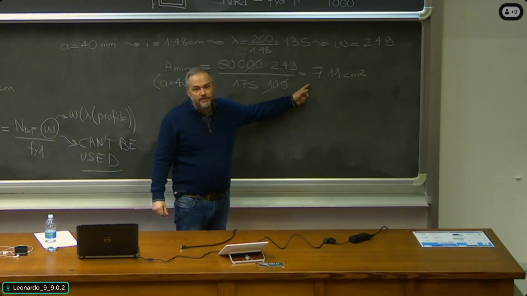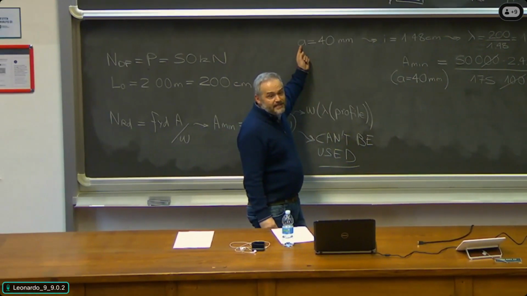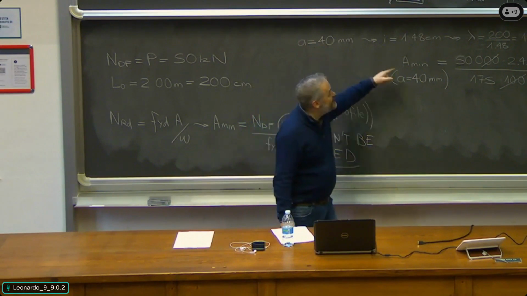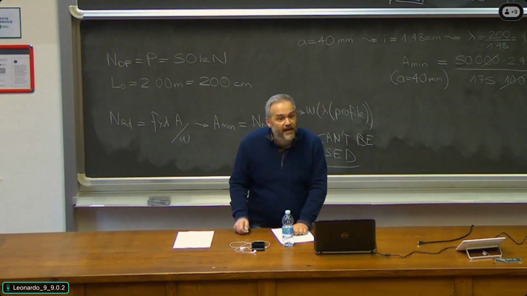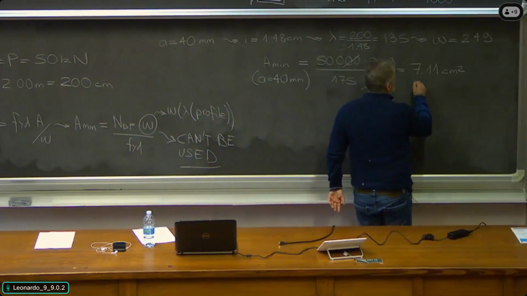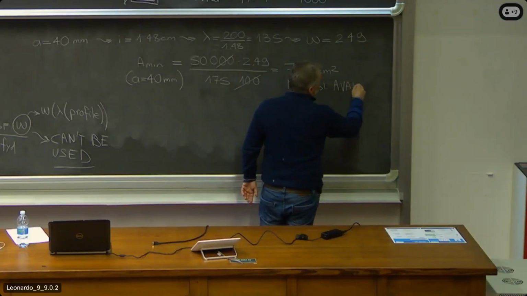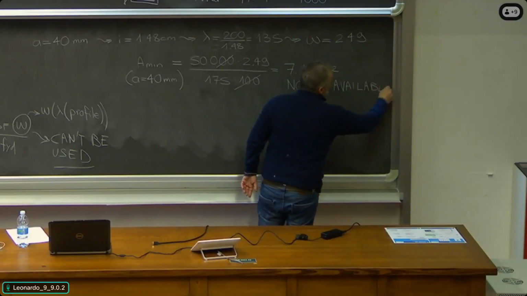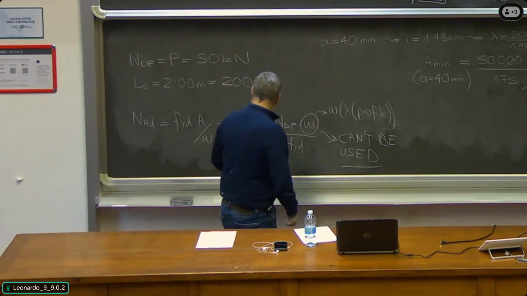I interpret it in this way. If I assume that my section is one of the three with A equal to 40, I need an area which is at least 7.11. Do we have a profile with 40 millimeters of width and depth with an area which is at least equal to this? So, no solution available in this set of sections. So we now move to the next one.